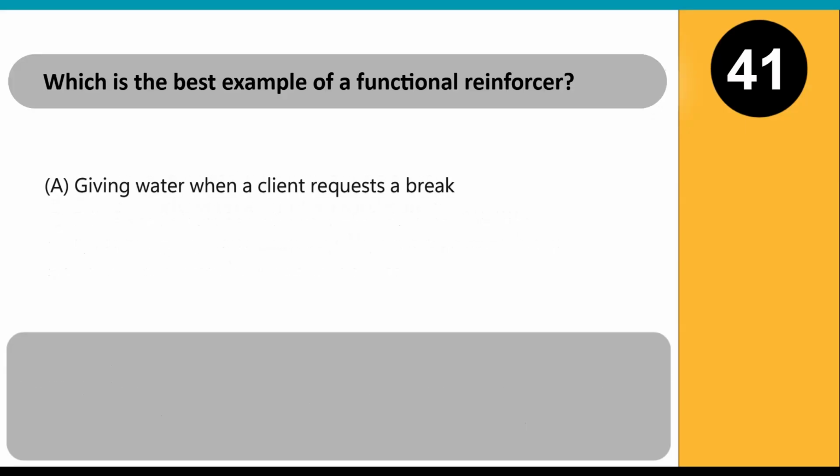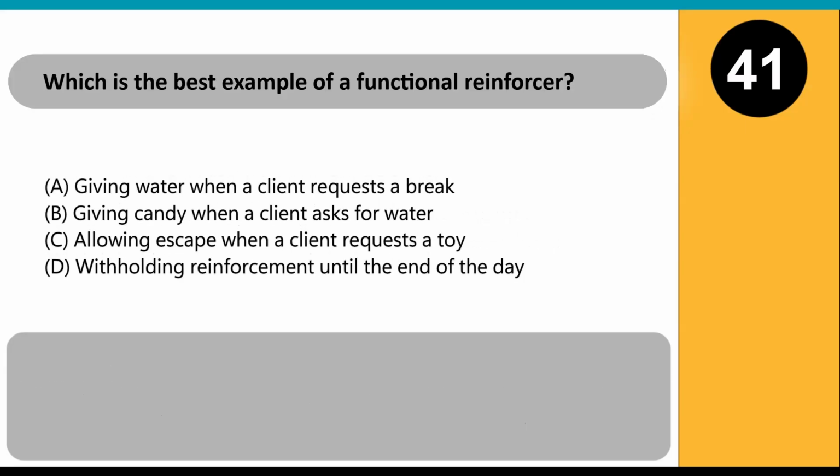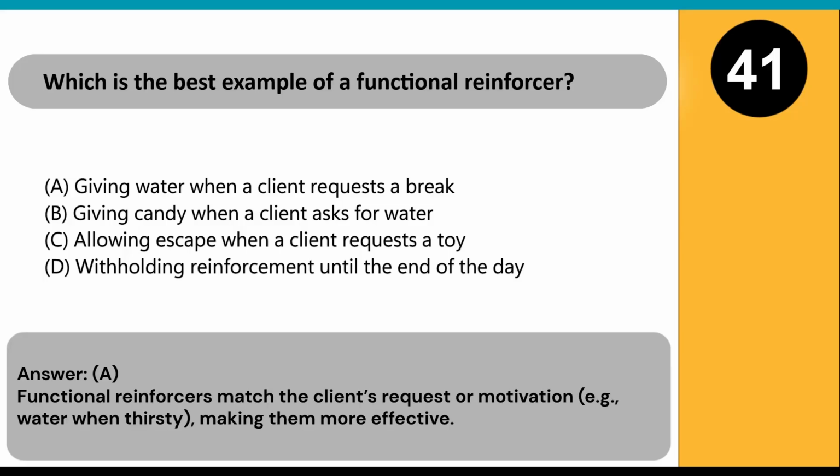Which is the best example of a functional reinforcer? A. Giving water when a client requests a break. B. Giving candy when a client asks for water. C. Allowing escape when a client requests a toy. D. Withholding reinforcement until the end of the day. Answer A. Functional reinforcers match the client's request or motivation, e.g., water when thirsty, making them more effective.